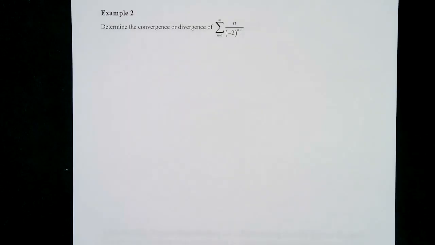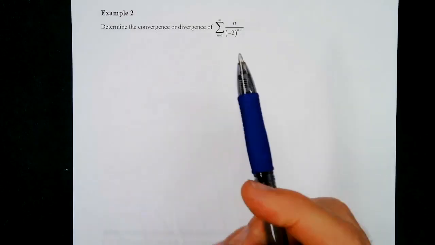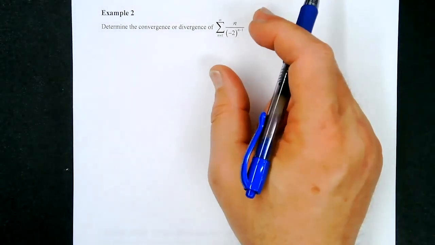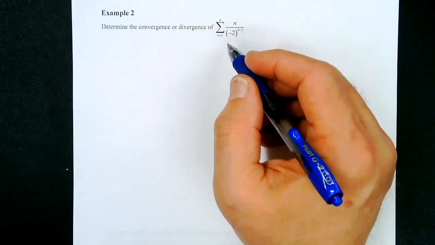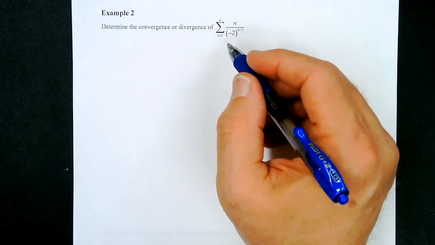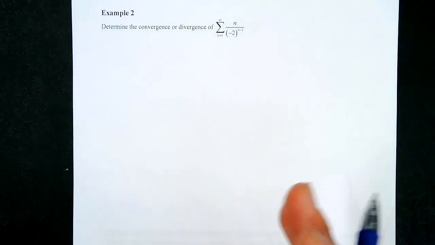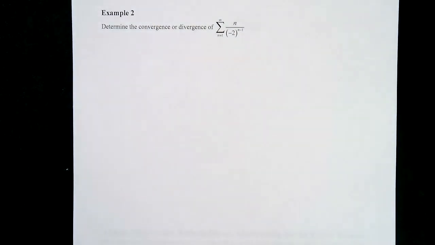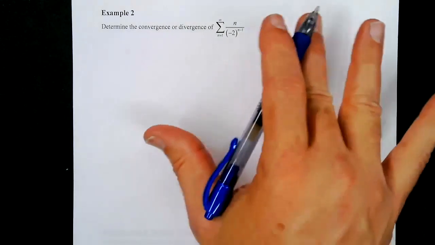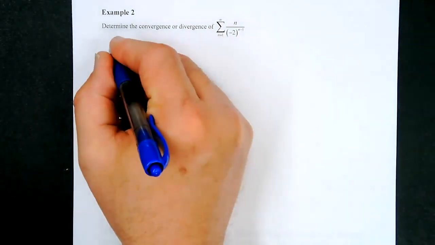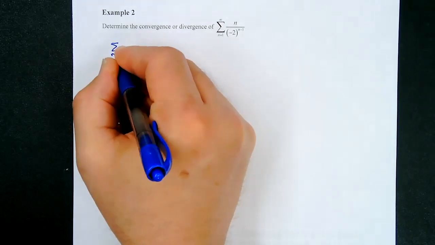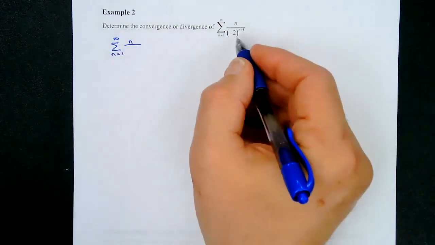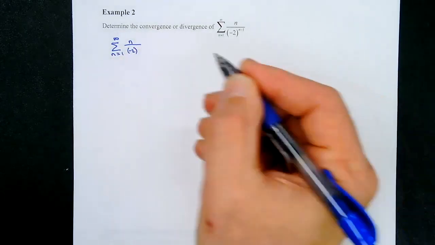Okay. So for this next example, we want to determine the convergence or divergence of this series. All right. And to use the alternating series test, what we need to do is always get it in the form of (-1) raised to some power, some n power, n or n plus 1. Okay. All right, so what I would do again is let's write out the first few terms of this series, okay? So sigma n equals 1 to infinity of n over (-2) raised to the n minus 1 power.